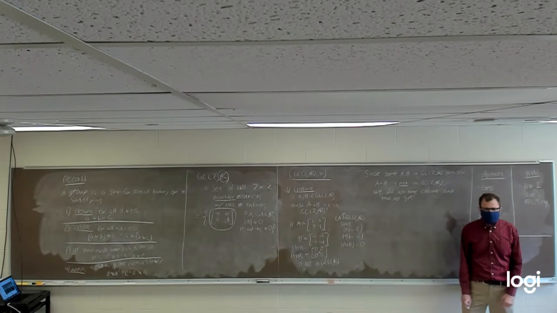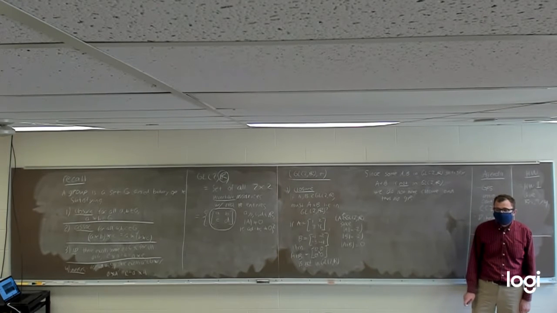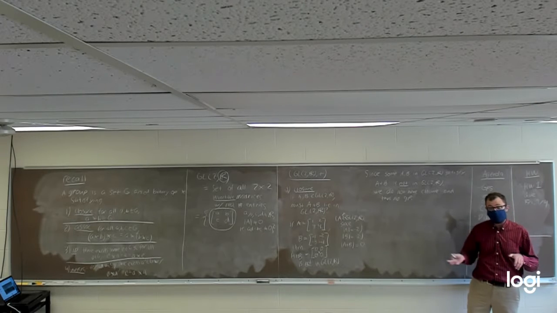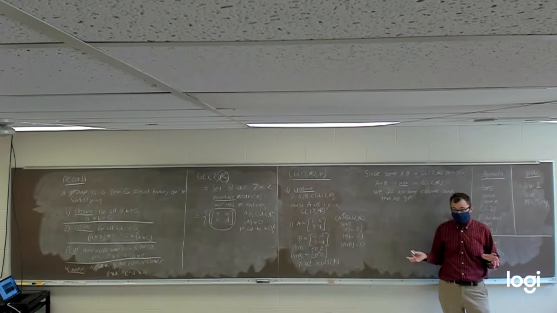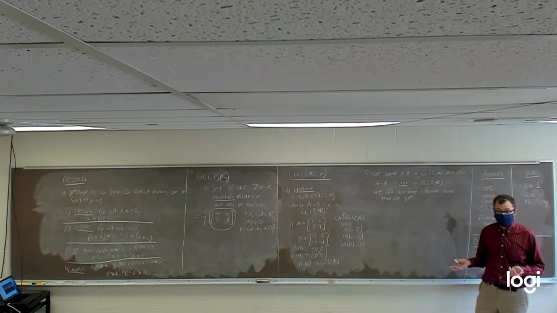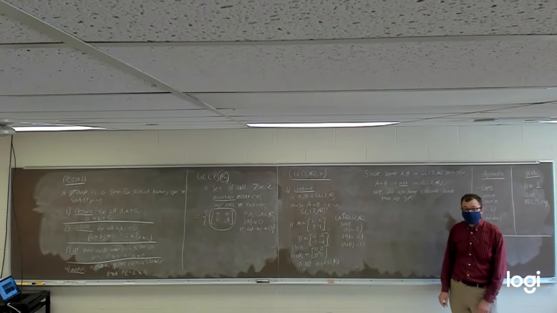Any questions about what we did here? By the way, it turns out GL2R doesn't have an identity element either. The only 2x2 matrix that could be an identity element under addition would be the 0 matrix. But as we saw, the 0 matrix isn't in GL2R, so we don't have an identity element either. That would be another way to show that GL2R is not a group under addition.